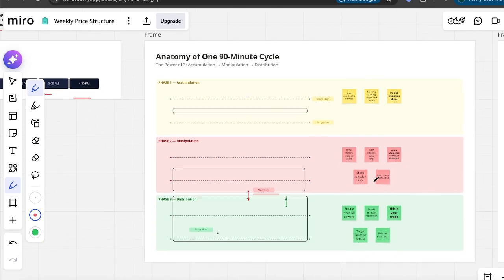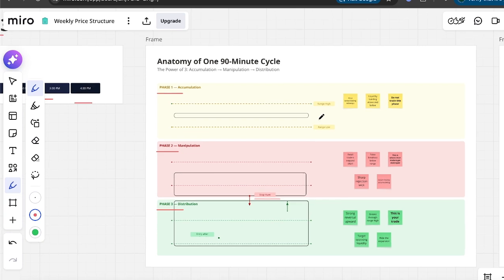So ICT's power of 3 is a 3-phase model for how price delivers inside any given time window, and each of them have separate characteristics per window. So it applies to daily candles, weekly candles, session ranges, and yes, every 90-minute cycle. The 3 phases are accumulation, manipulation, and distribution. So let me break down each one.